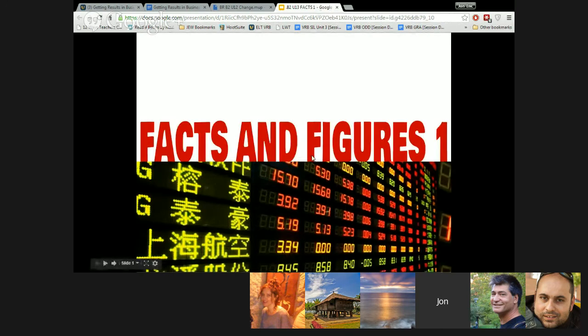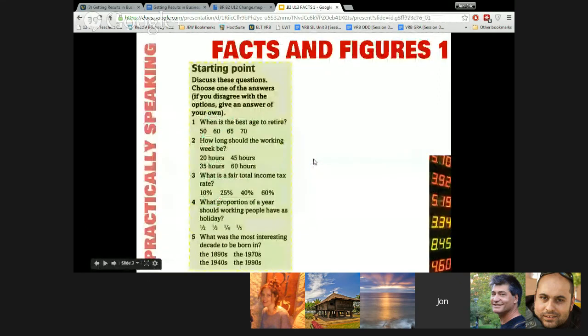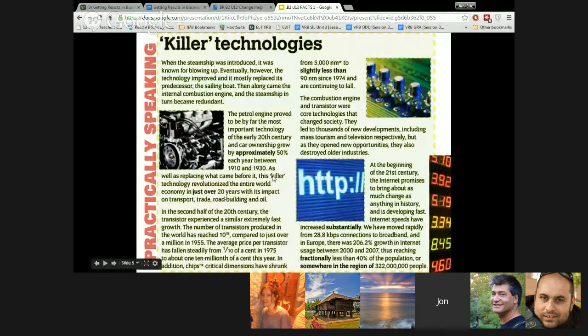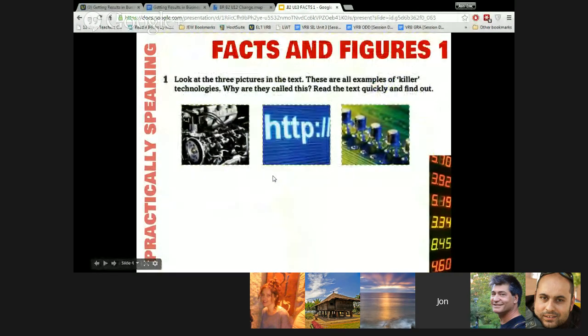Let's move on to something new here. I want to give you some new language. So, yesterday we did a little brainstorming with fractions. If you have a special number, maybe we'll talk about it at the end if we have time. But I want to give you some new language today. So what I want you to do is look at the 3 pictures in the text. The text is on the next slide. But I want you to look at these 3 pictures. These are all examples of, quote, killer technologies.